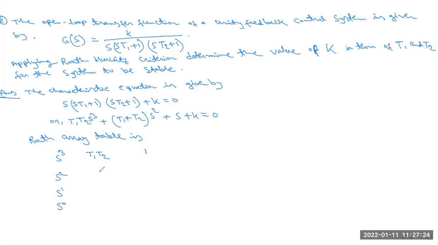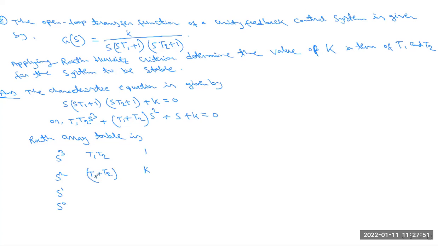Next S2. What is the value of this one? T1 plus T2. Very good. And next, this is K. Okay. So now we have to calculate, and any other position which is also blank, because here the lowest position is K also. So now we have to calculate the position of S1.